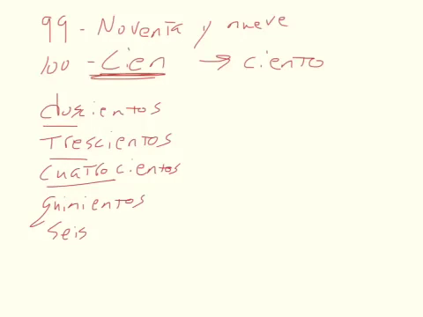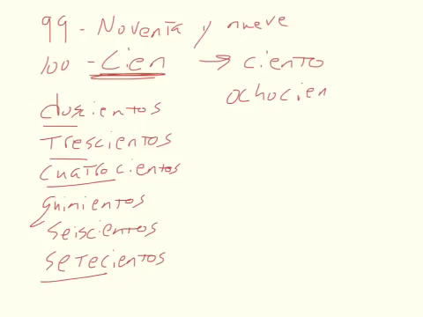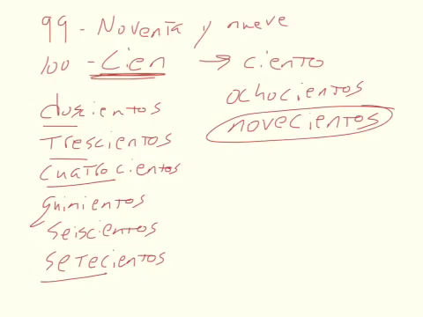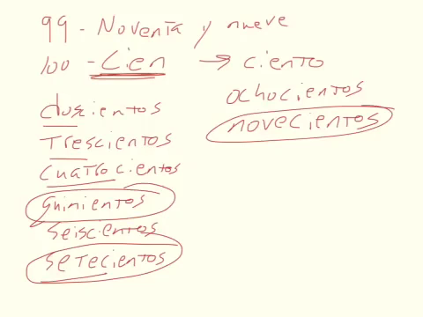600 is standard, seiscientos. 700 is different. It's not sietecientos, it is setecientos. Make sure that you pay attention to that. That is not siete, but sete. 800 is just standard, ochocientos. 900 is also different. It's not nuevecientos, it's novecientos. Alright, so pay attention to 900, 700, and then 500. They don't follow the standard rule.